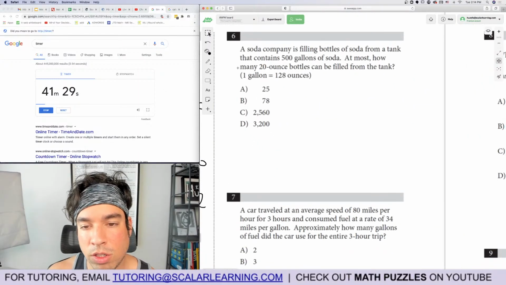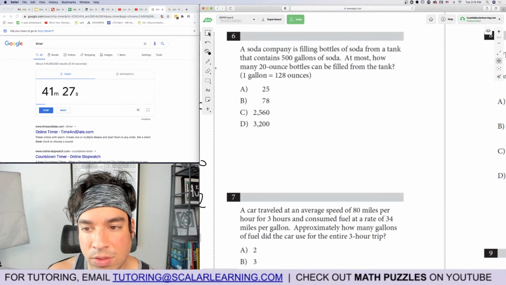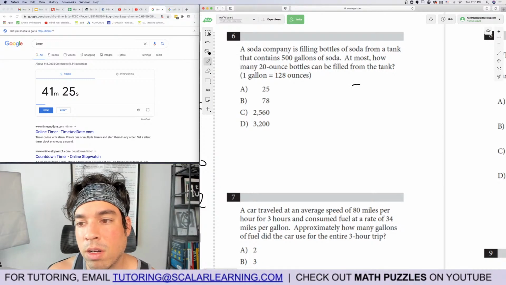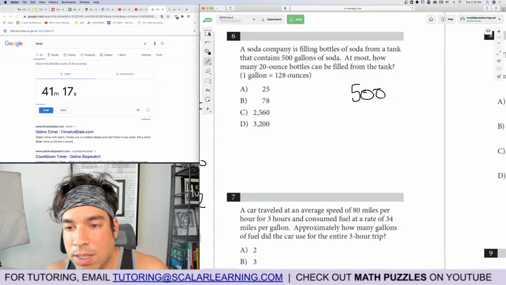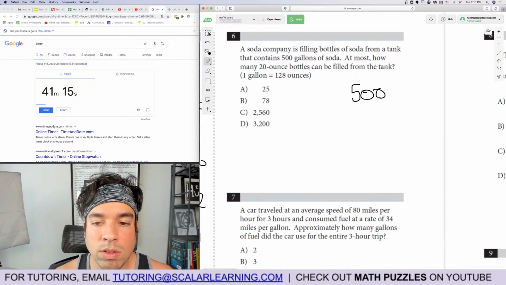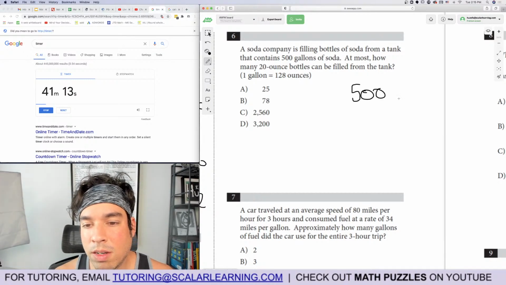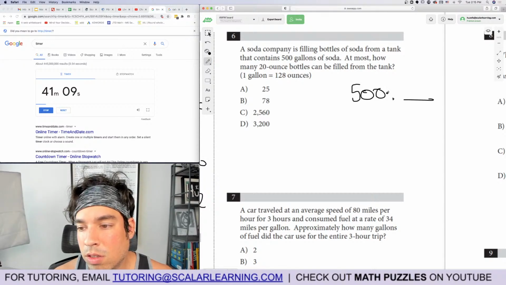Number 60. A soda company is filling bottles of soda from a tank that contains 500 gallons of soda. At most, how many 20-ounce bottles can be filled from this tank? So first of all, I'm going to convert this to ounces. So this is gallons, so we do 1 gallon on the bottom. One gallon is 128 ounces.